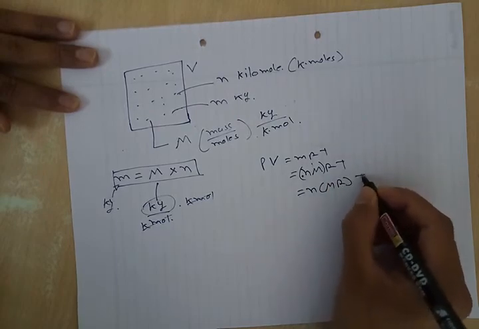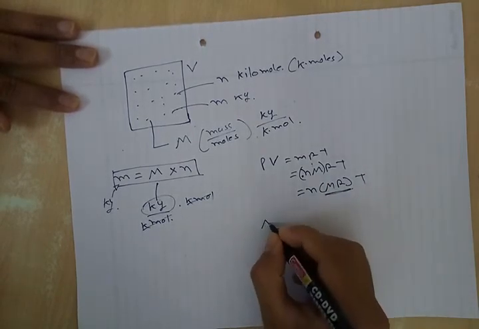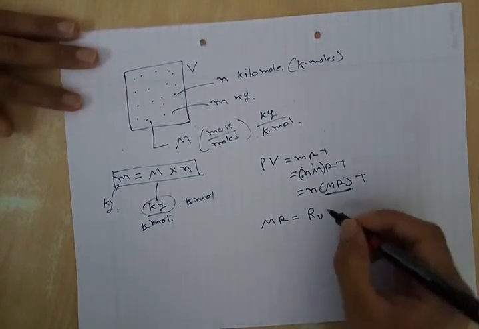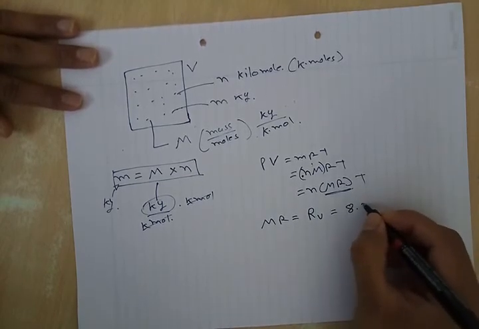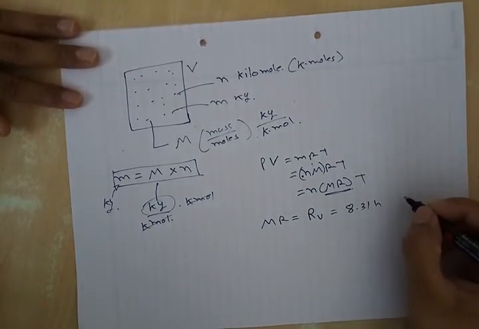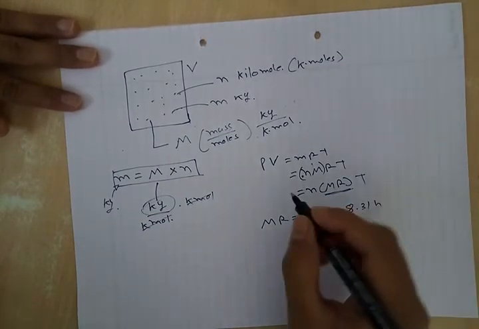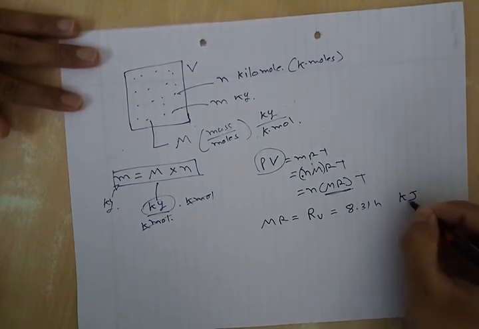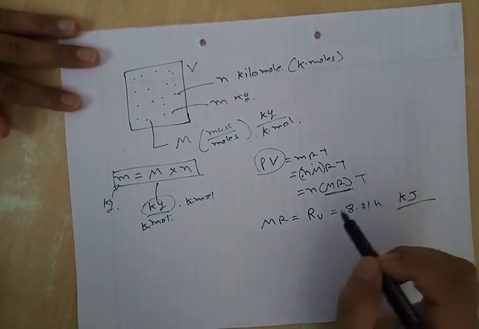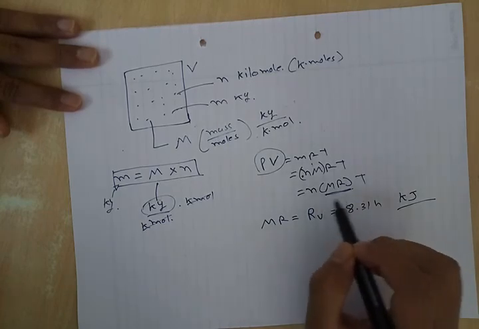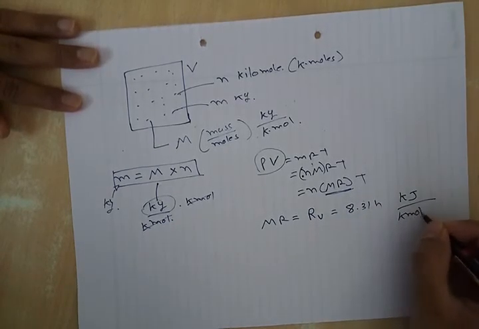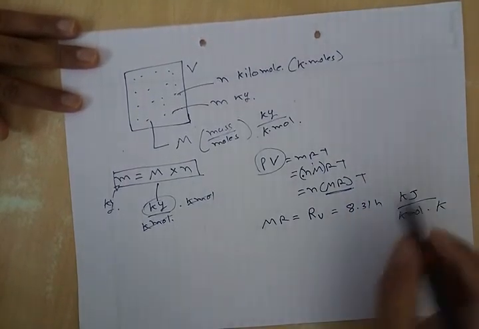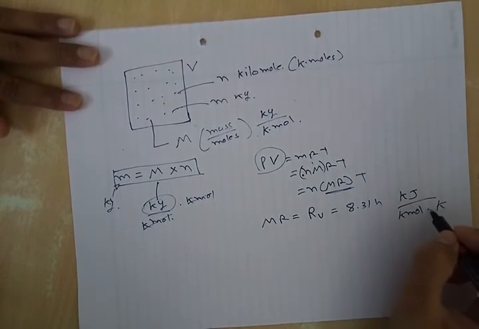Now this MR is a constant, and this constant is called universal gas constant, whose value is 8.314, and its unit is, PV is unit of work, so it is kilojoule per kilomole, and unit of T is Kelvin because it is absolute temperature. So its unit is kilojoule per kilomole Kelvin.